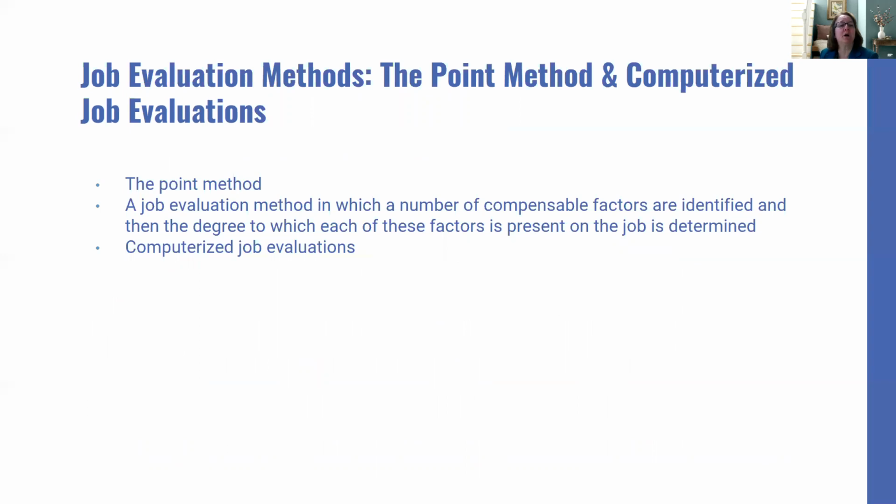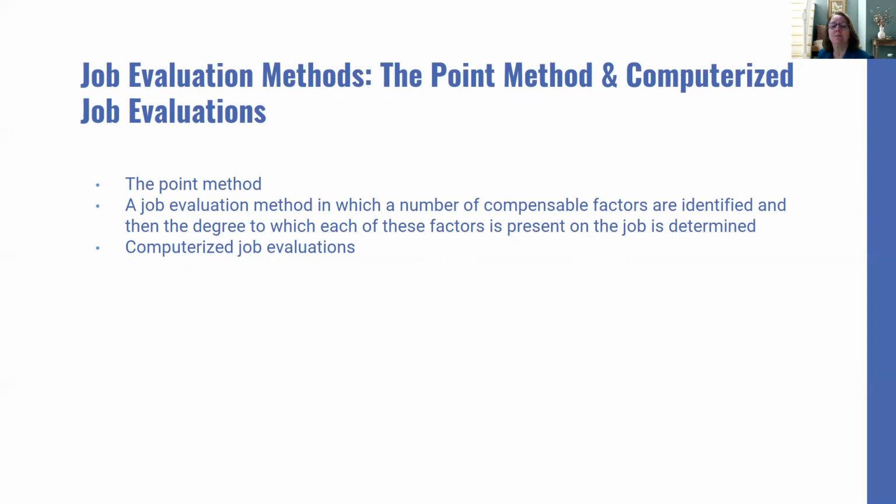You can also do a job evaluation method on a point method. So the point method's overall aim is to determine the degree to which the jobs you're evaluating contain selected compensable factors. It involves identifying several compensable factors for the jobs, as well as the degree to which each factor is present in each job.